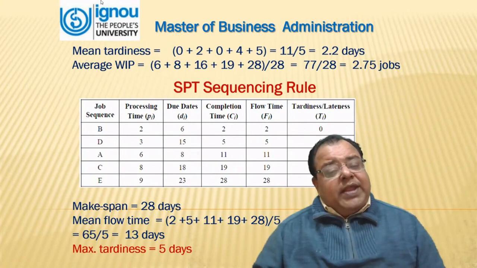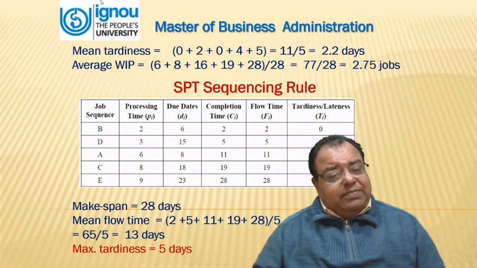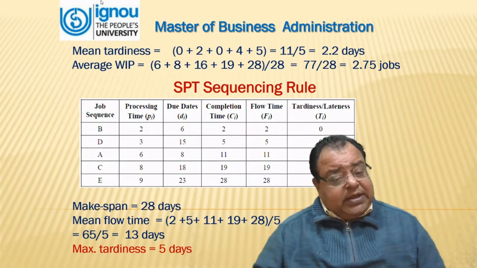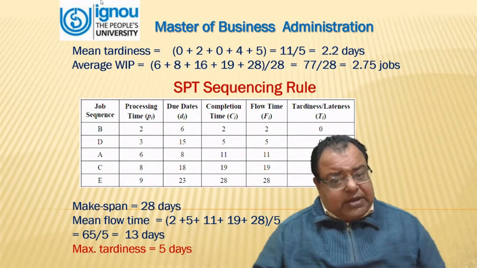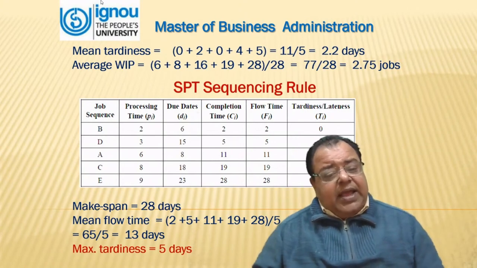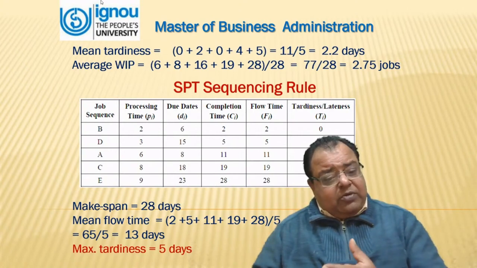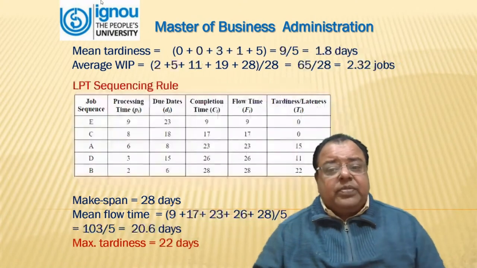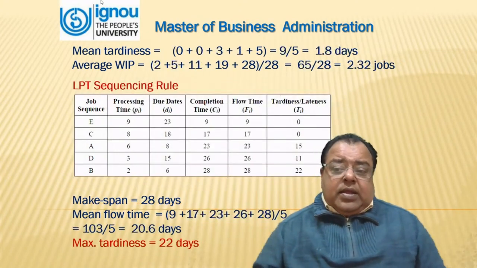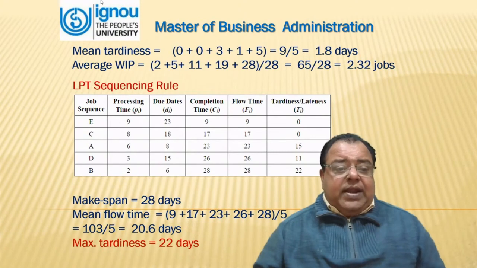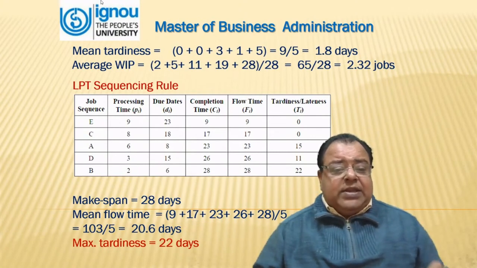Now we take the third rule, that is the SPT sequencing rule. Here we get B, D, A, C, E. All the values are calculated as we have discussed. Again, maximum tardiness is in the job sequence, for job E, that is 5. All values are calculated, and now we move on to the LPT sequencing rule.